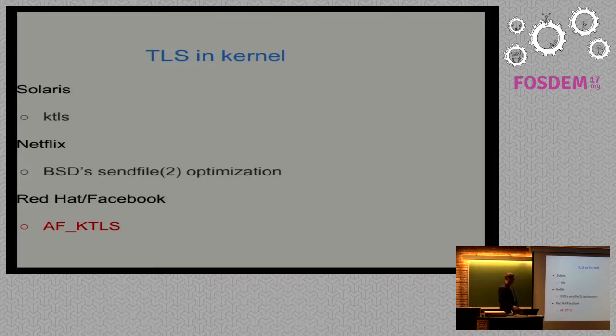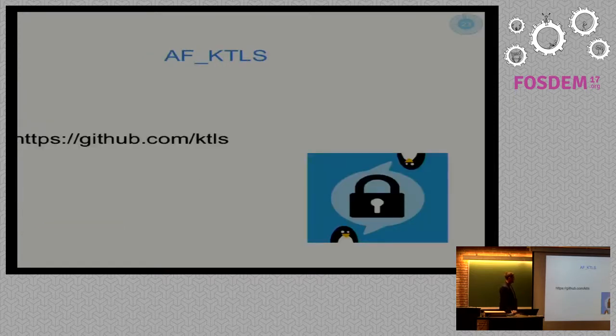Netflix experimented with something similar to AF_KTLS. The implementation is not publicly available. They modified the BSD kernel, and they adapted SSL to use the sendfile operation, and according to articles that they published, they use it for serving static content. We at Red Hat experimented with AF_KTLS. Facebook joined us. They sent us cool patches, and they are experimenting with it as well. You can find AF_KTLS on GitHub, and feel free to use it. It's open. You can plug it into your kernel.